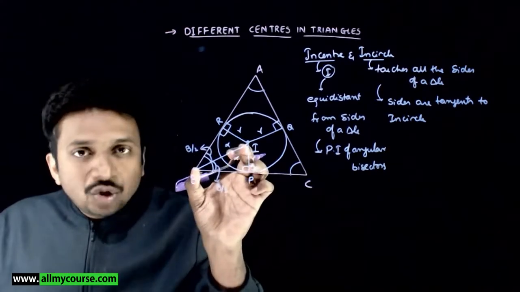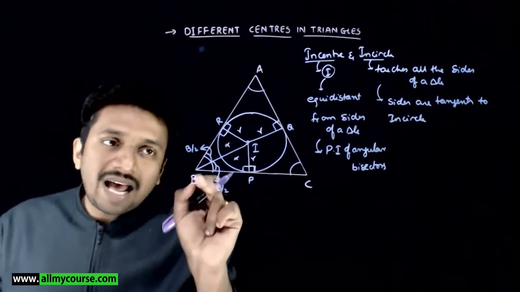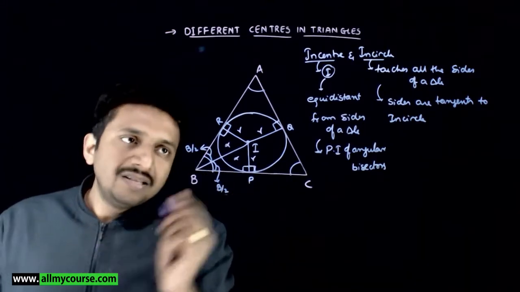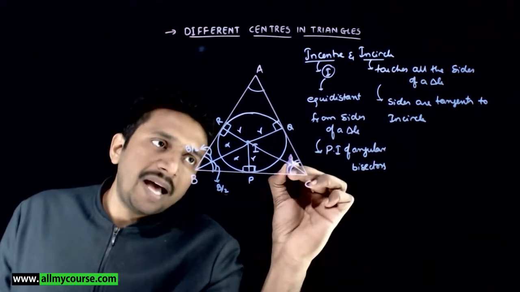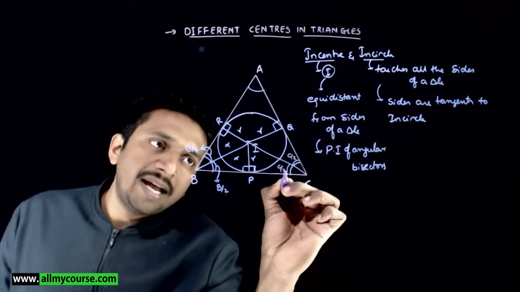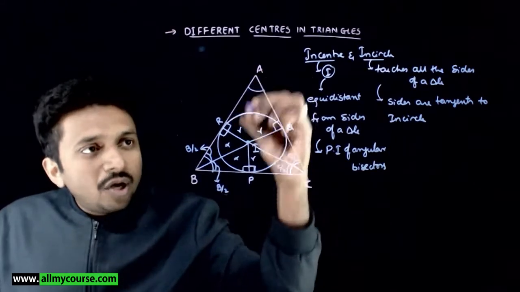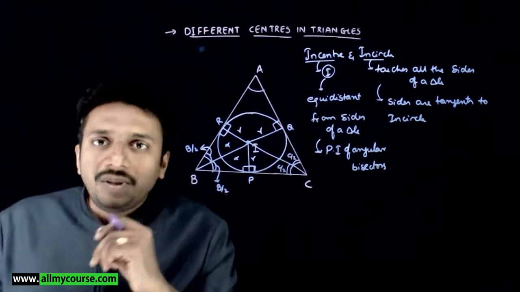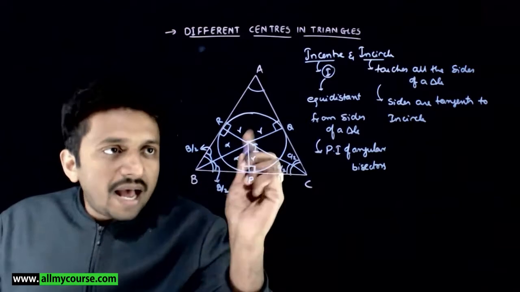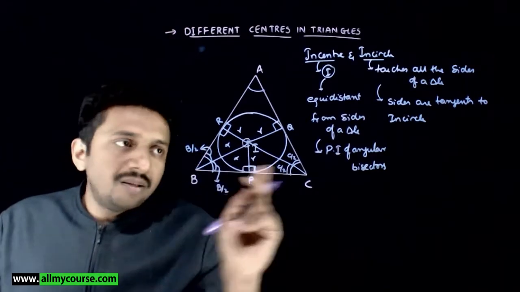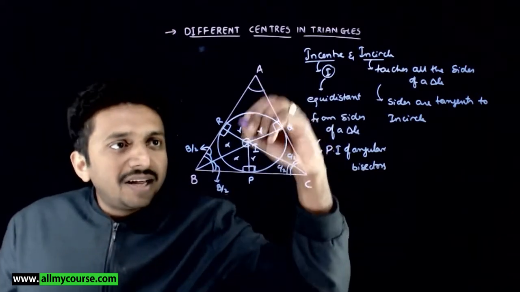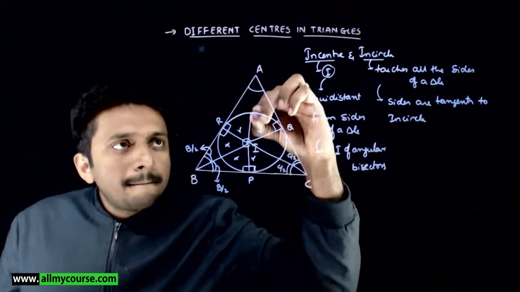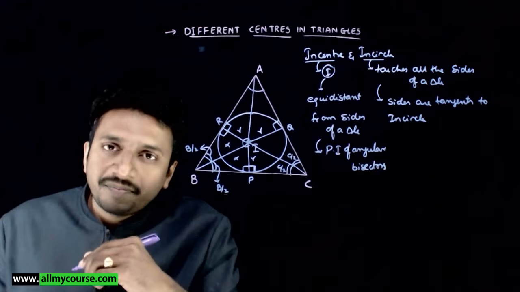That means the line joining the vertex with the incenter has to be the angular bisector. Similarly, if I join this, here also we have C by 2 and C by 2. And if you join A to I, that will also be the angle bisector. So I is nothing but the point of intersection of angular bisectors of a triangle. So this will also be the angle bisector.